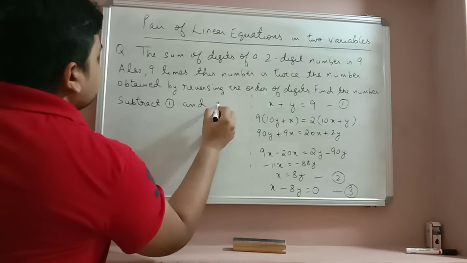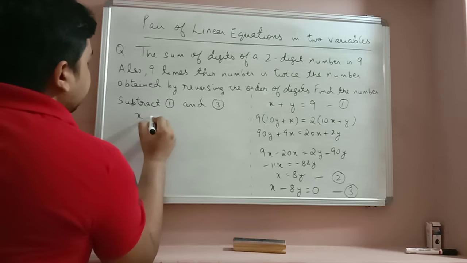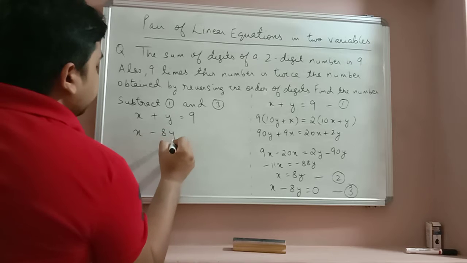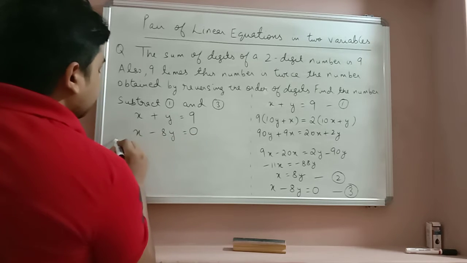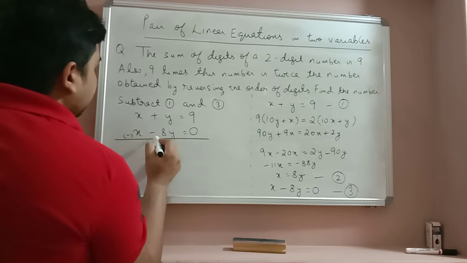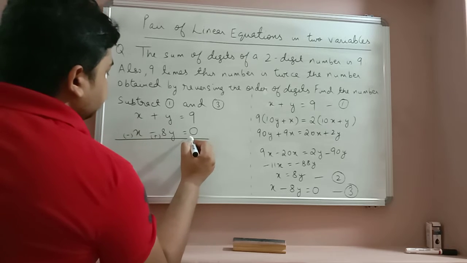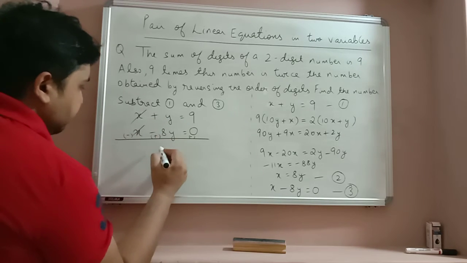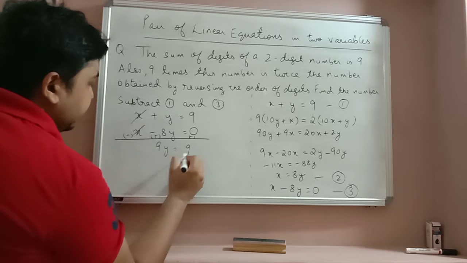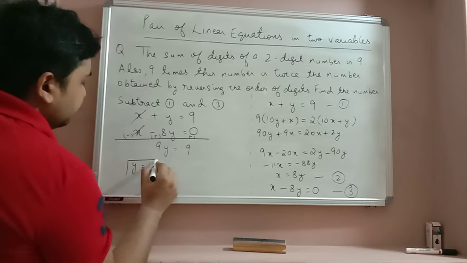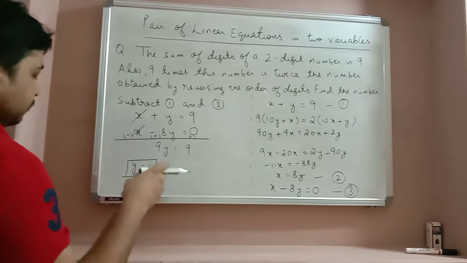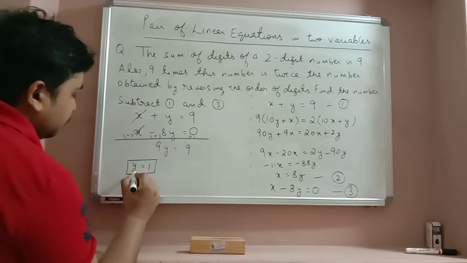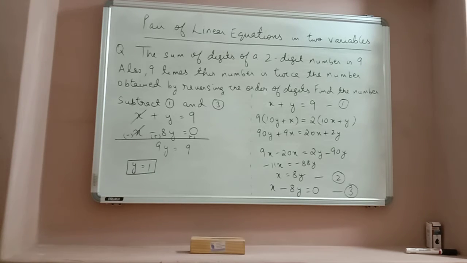Subtract 1 and 3. So on subtracting we will get x plus y equals 9 and x minus 8y equals 0. On subtracting the signs will change, plus becomes minus, minus becomes plus. This gets cancelled and we are left with y plus 8y, that is 9y equals 9, or y equals 1. So we got y equal to 1.